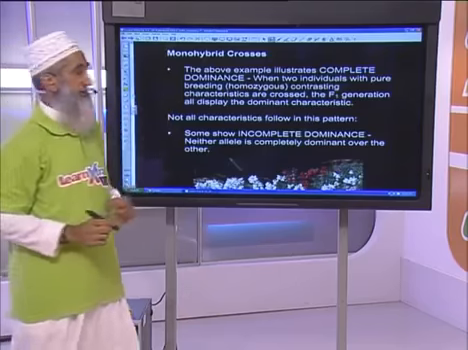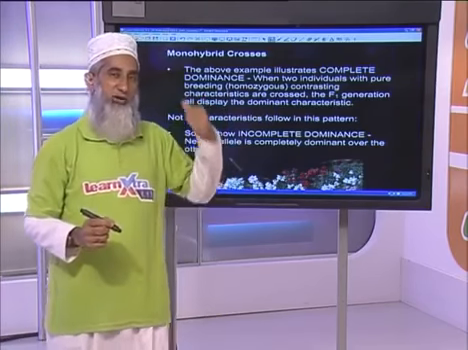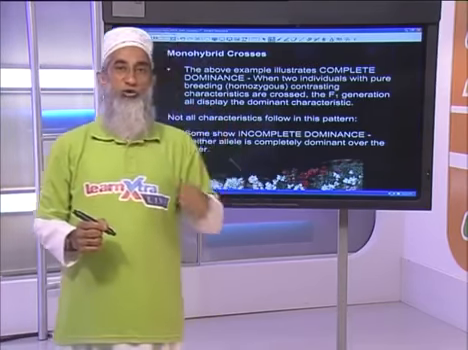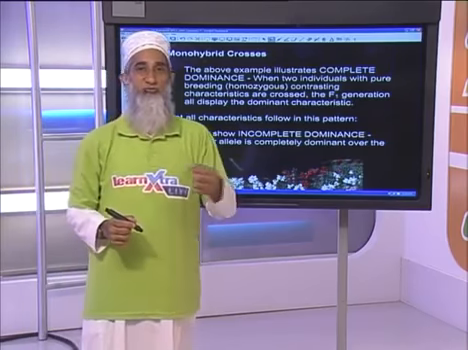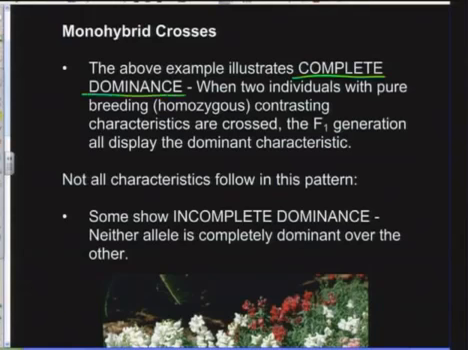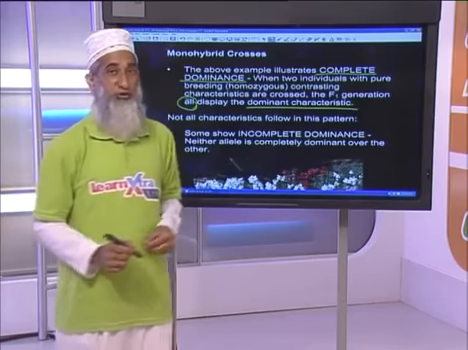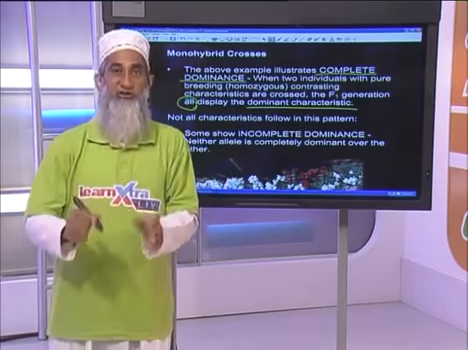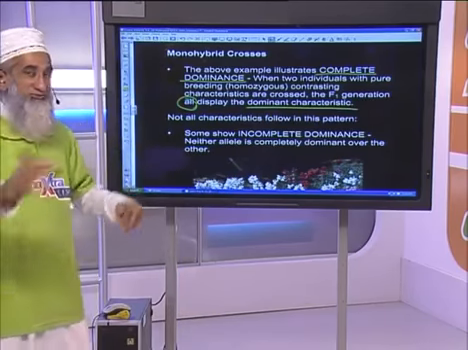We're still talking about monohybrid, and the one that we have discussed before of the tall and the short. Obviously, one was dominant, one was recessive. And this shows complete dominance, when one completely dominates the other. So when two individuals with pure breeding, contrasting characteristics, contrasting meaning one is dominant and one is recessive, are crossed, the F1 generation all display the dominant characteristic. So this is complete dominance.